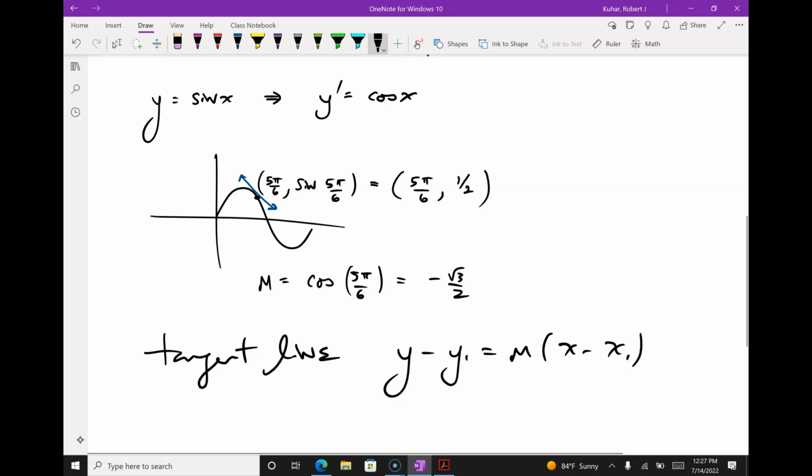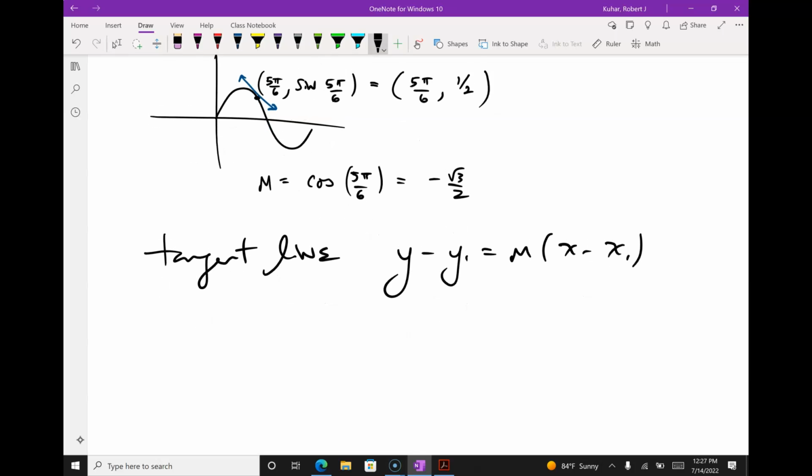If you only like the y equals mx plus b one, let's go. We're out of middle school now. We can use this more. This one's more sophisticated. So what am I plugging in? Y minus what? Yep, y minus 1/2 equals negative rad 3 over 2 all times x minus 5 pi over 6.